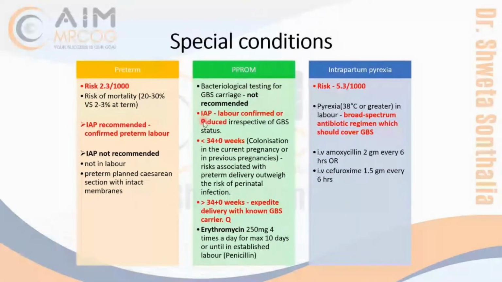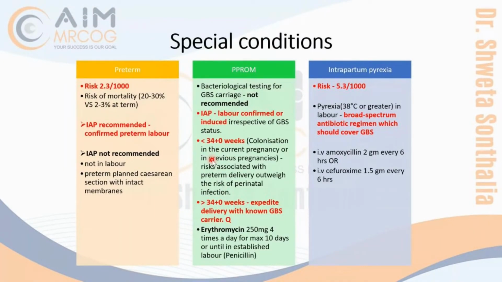So what we will do, if the labor is confirmed or you are going to induce the labor, you will give her IAP. We already saw. Earlier, why is this 34 weeks and not 37 weeks? Because this is according to the old PPROM guideline. Now the new PPROM guideline says that you have to deliver them after 37 weeks. So now it becomes 37 weeks here and 37 weeks here.